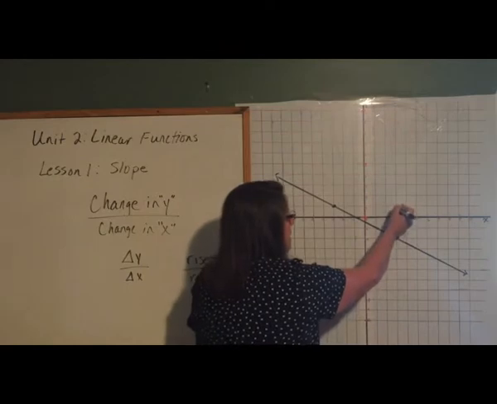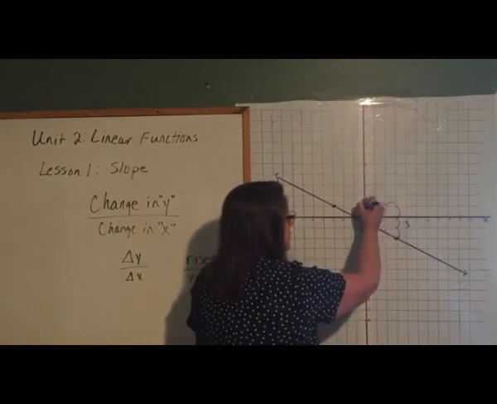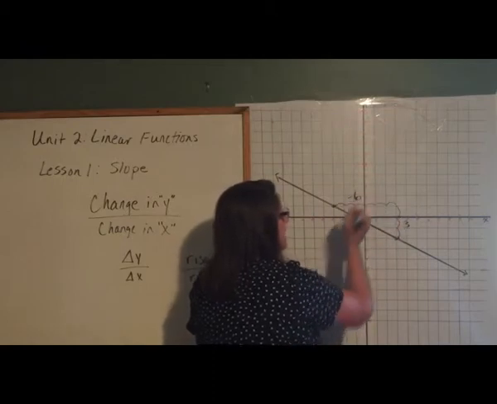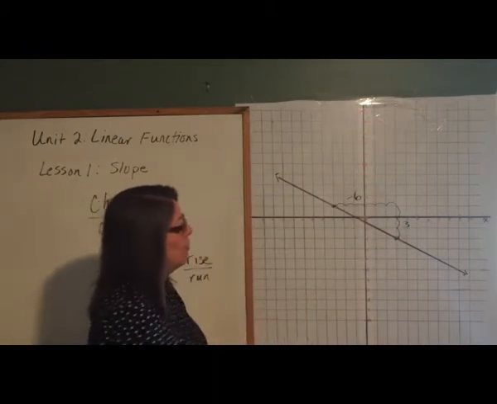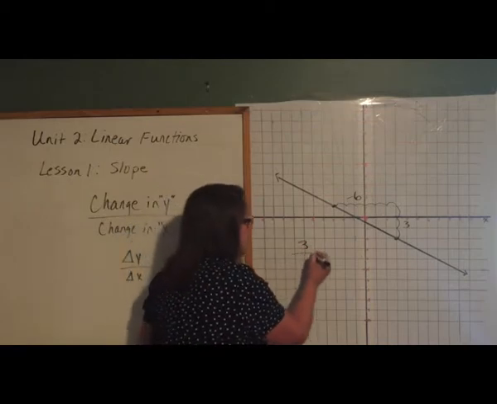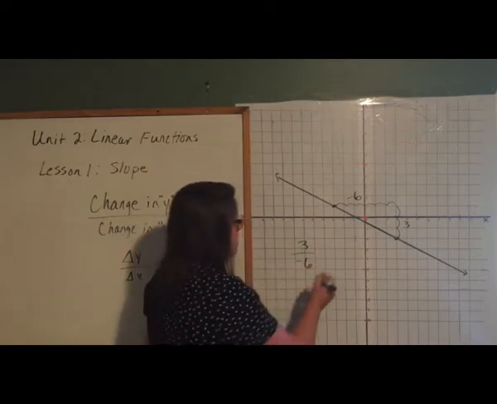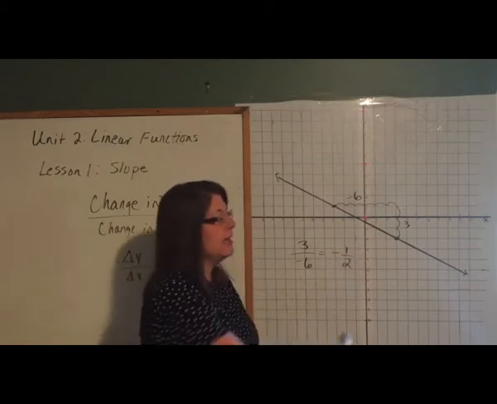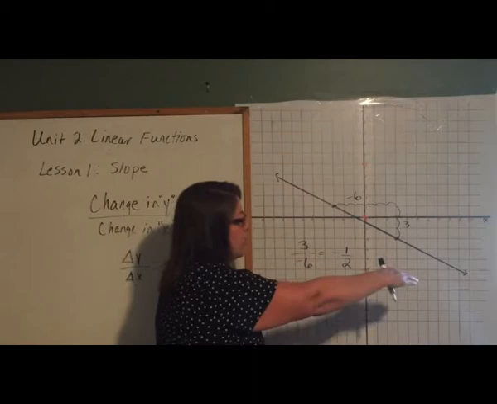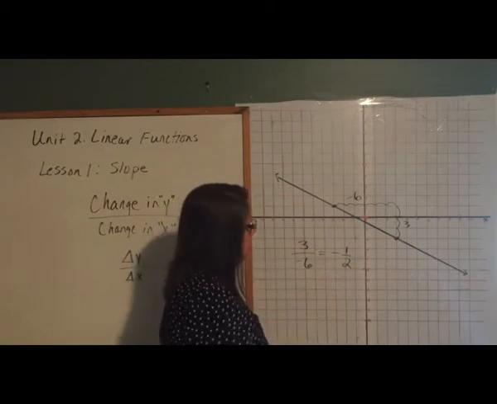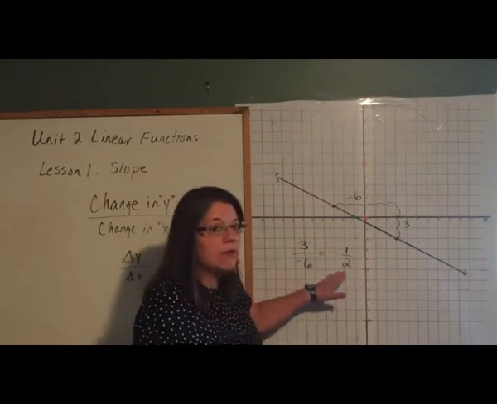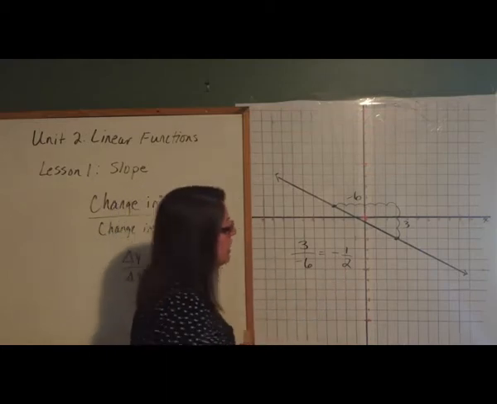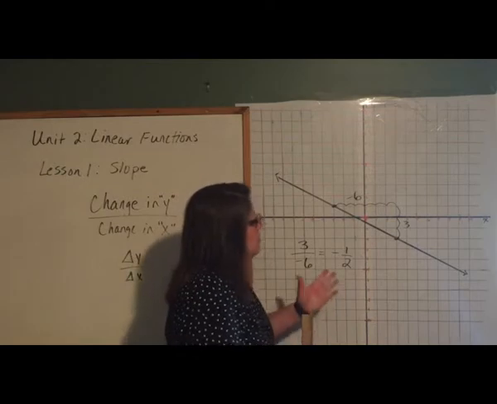This time my run is 1, 2, 3, 4, 5, 6, and we went left, so it's a -6. So my rise over run would be 3 over -6, which is -1/2. So when your line is headed in the leftward direction, up toward the left, then it's going to be a negative slope, okay?